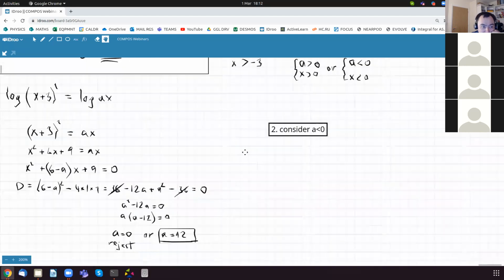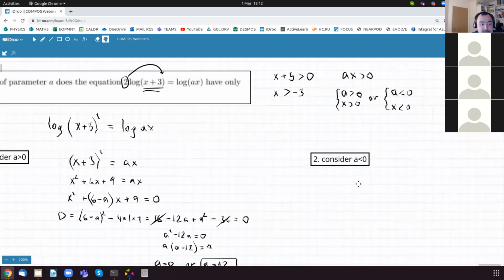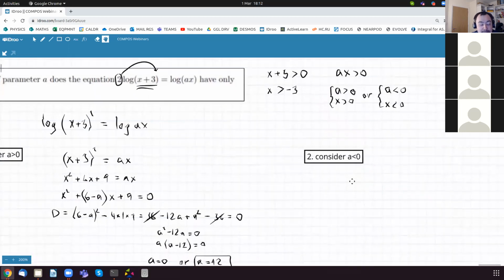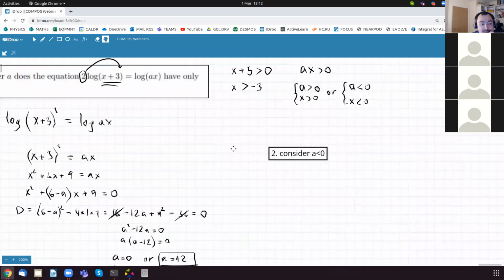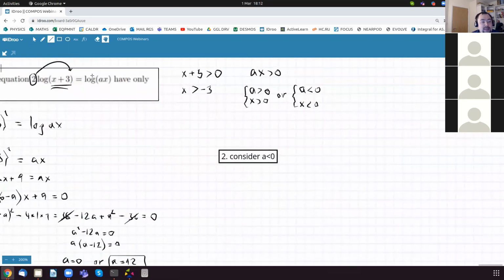Now here it's going to be very difficult to do it analytically like this. So what I would like to do is actually just to sketch these two functions. Sketch these two functions and see if that gives us any insight on the number of solutions.